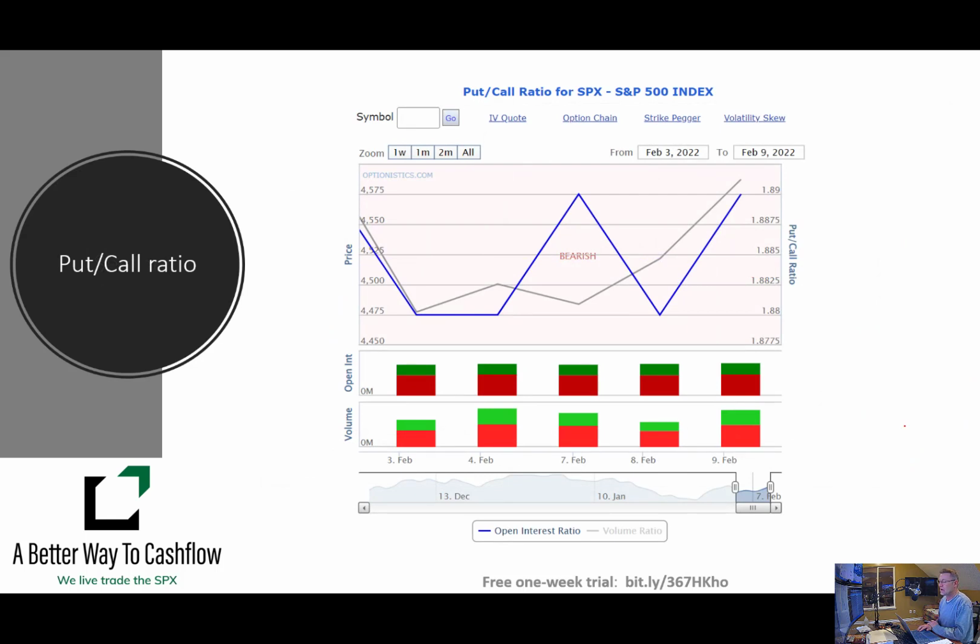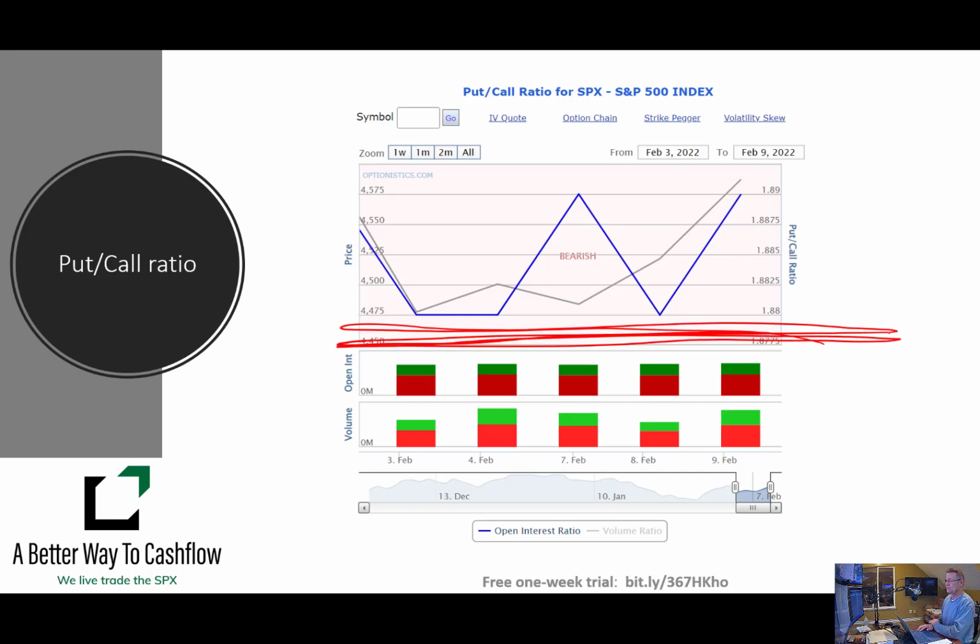Put to call ratio in the market for the S&P is obviously well above the one number that we generally look at as a neutral reading. It's very bearish on the overall trend. Open interest, you can see, has been favoring the puts across the board. Volume also favoring the puts.